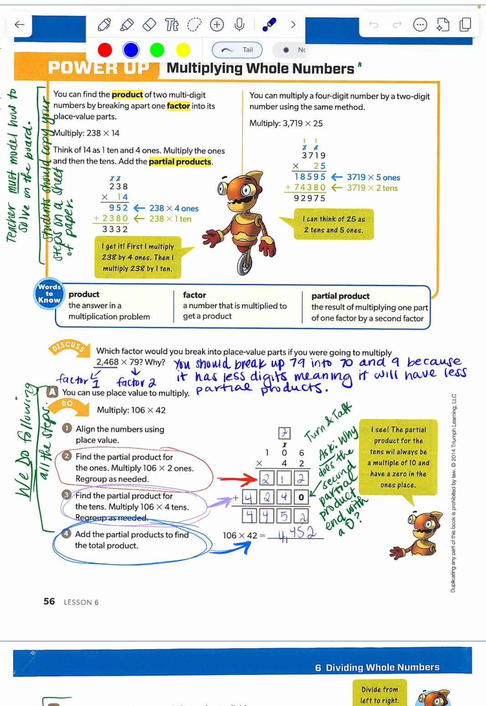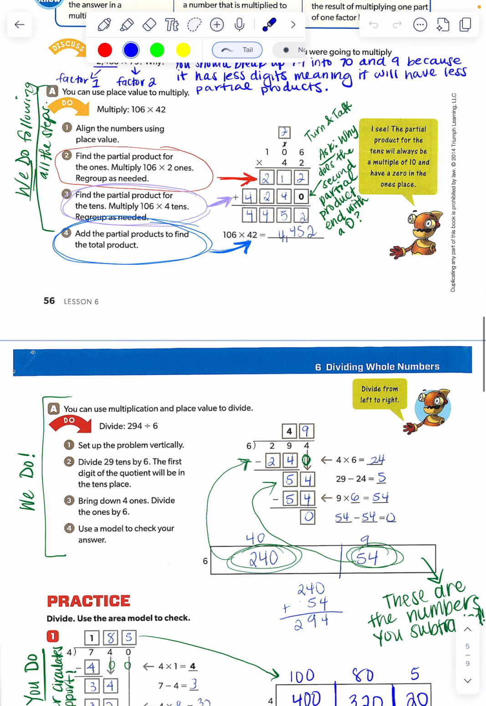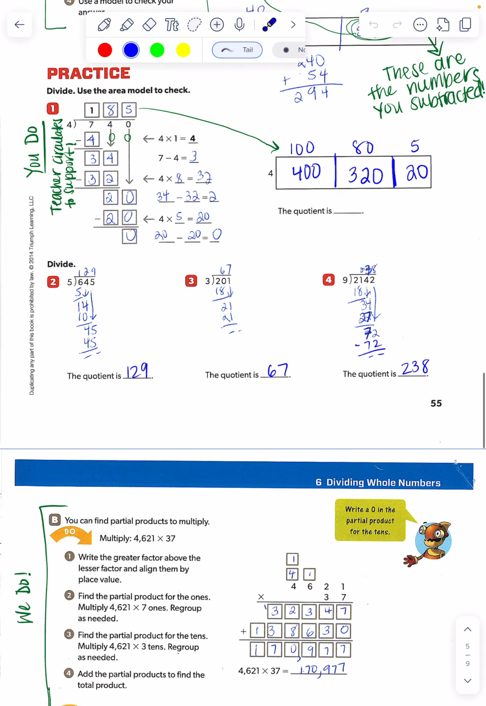So then same thing: 4 times 6, 4 times 0, 4 times 1. Students should get 4,240. After that, they are going to add up the partial products right here, from right to left, and then they should get 4,452. Okay, so you're going to model that for them.